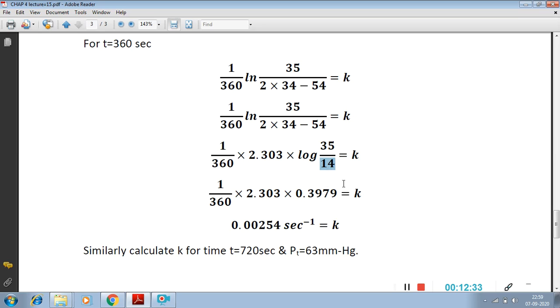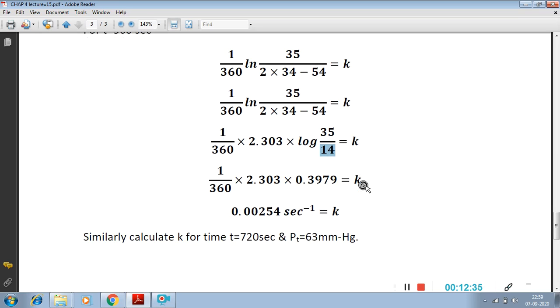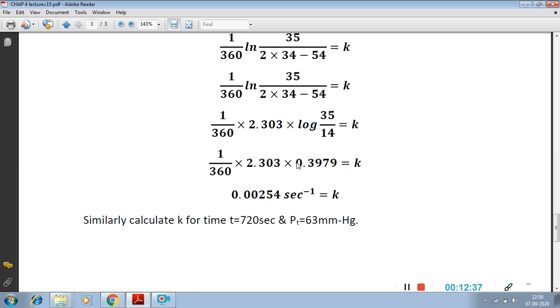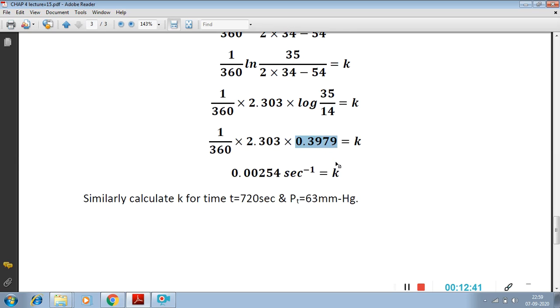Now that logarithm value we will get is 0.3979. Now after solving this you will get 0.00254 second inverse. That is our first k value.